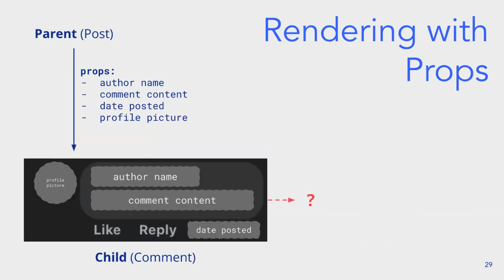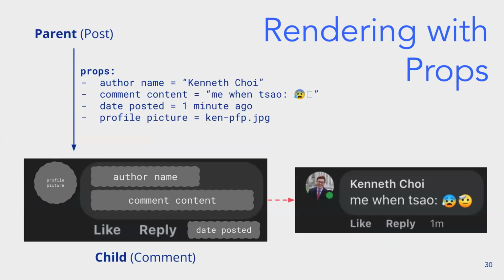Let's take a look at an example, the one we were exploring earlier. We have the parent component, and it passes down all these props. It passes down the author name, the content, the date posted, and the profile picture. When React receives these props, it will render out the correct information into the actual comment component. So you can see we have the actual text for each of these properties, and it renders them out here.